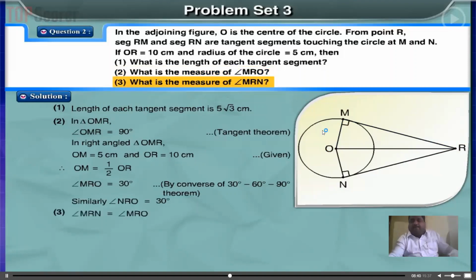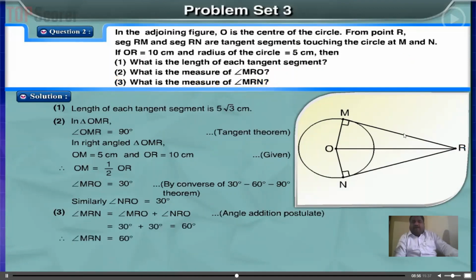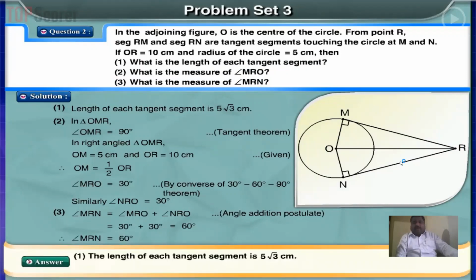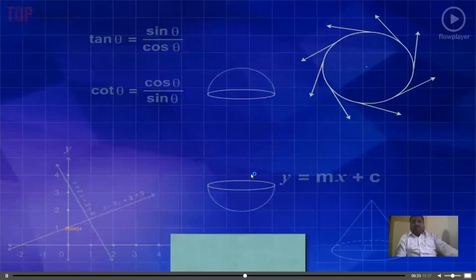The angle MRN means addition of these two angles, that is angle MRO plus angle NRO, that is 30 plus 30 is equal to 60 degree. Therefore, the measure of angle MRN is 60 degree. Answer of first question is the length of each tangent segment is 5 root 3 centimeter. Measure of angle MRO is 30 degree and measure of angle MRN is 60 degree.